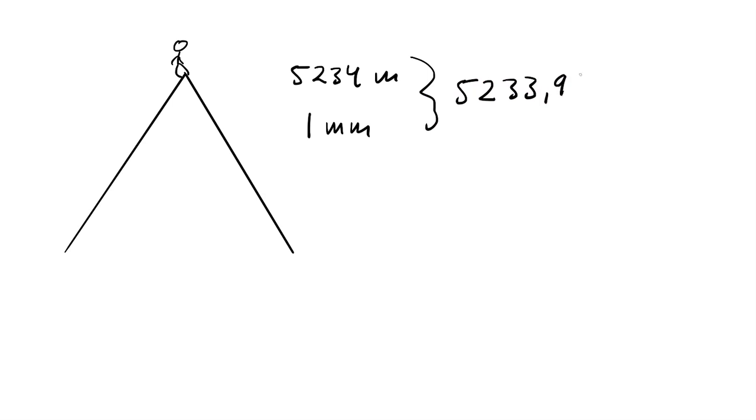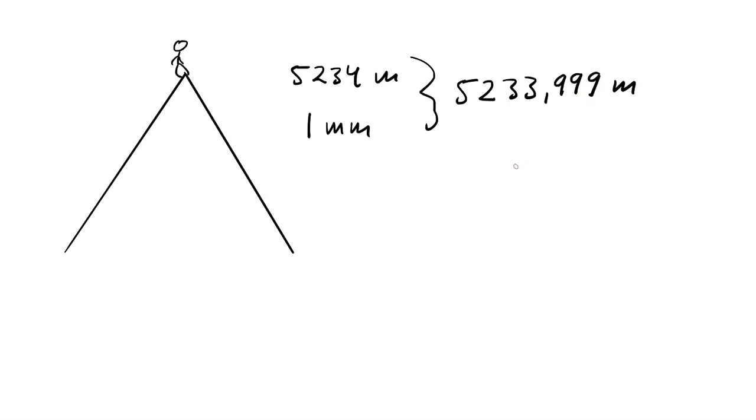Let's say that several thousand people have climbed the mountain. And let's say that the height of the mountain is 5,234 meters. After several thousand people have climbed the mountain, they have worn down the peak by 1 millimeter, because a lot of people step there. Should you now update your height to 5,233.999 meters?